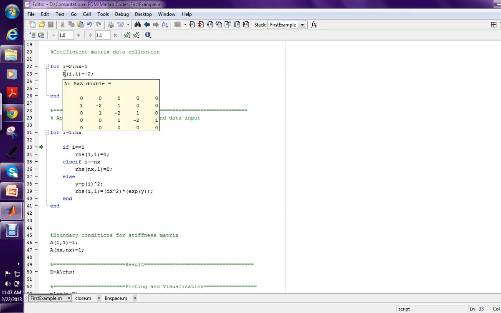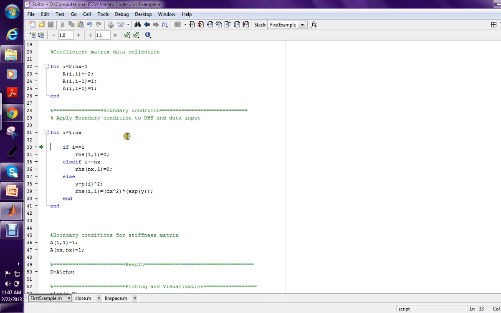So let's see, minus 1, minus 2 for equation 2, we have minus 2 at point x2, and x1 we know, and x3 in the same way we know all about that. So apply the boundary condition to RSS and data input.